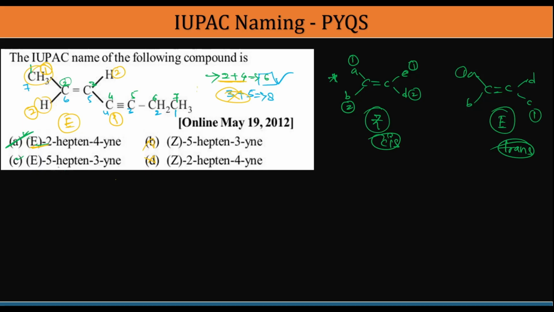And here if you see, we are getting 5, if we give numbering according to the blue color one. But we need to give priority to this double bond rather than the triple bond, because here we are getting the least number according to the lowest locant rule. Okay, option A is the correct one. I hope you have understood what is E configuration.